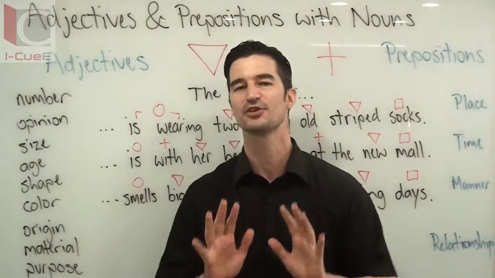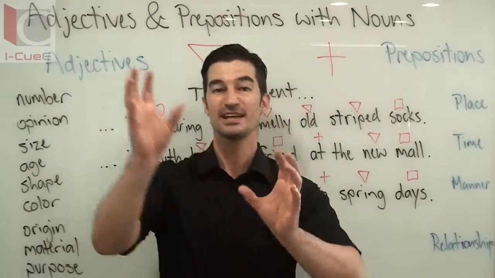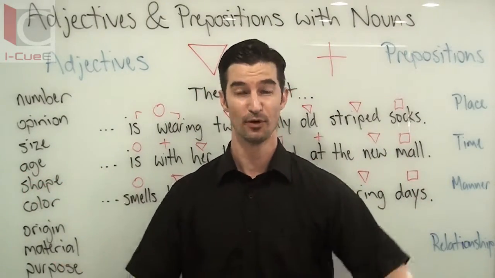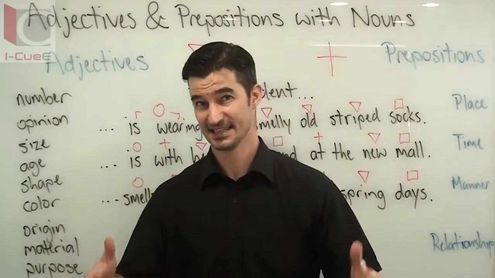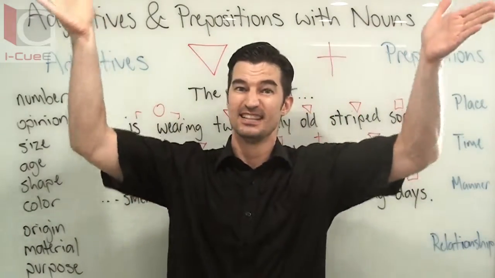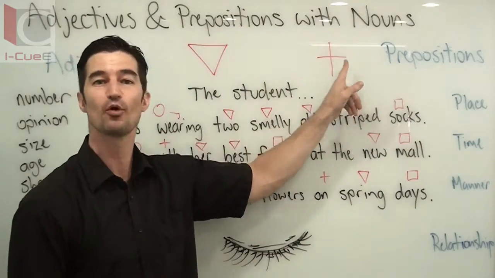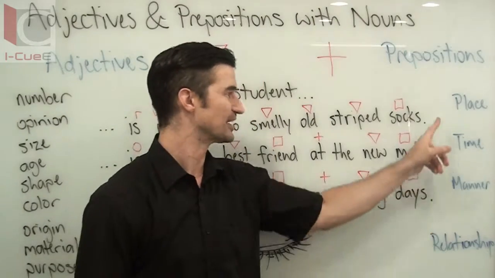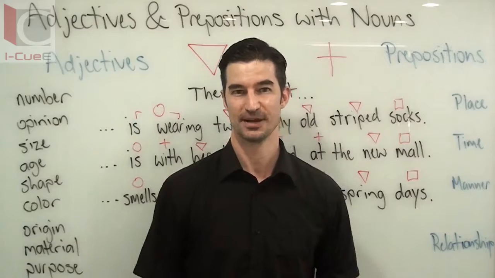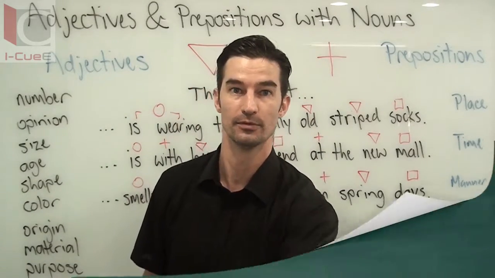The important thing for you to remember after this lesson is that the way you separate adjectives from prepositions is by their job or their function in a sentence. Adjectives describe nouns. They give us a clearer picture. Prepositions add more information by answering questions about place, time, manner, or relationship. So, let's review. You can open your eyes now.